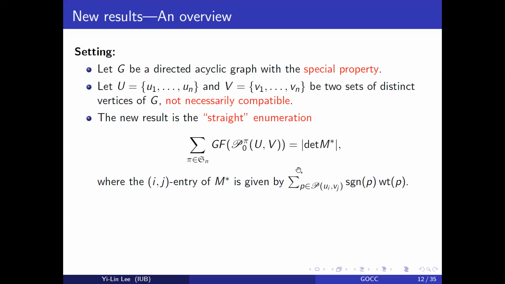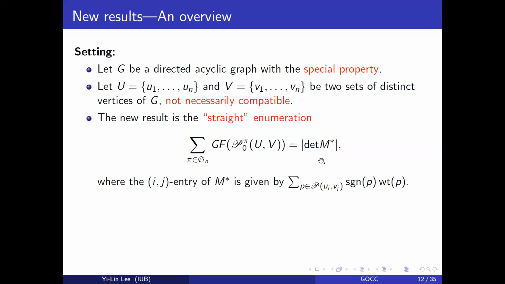Okay, so let's go to our new results. Let me first give you an overview of these new results. Our setting is that we work on a directed acyclic graph with one special property. I will explain this special property later. And then we have two sets of distinct vertices of G. They are not necessarily compatible. They could be at arbitrary positions on the graph. And the new result is the straight enumeration. On the left-hand side, it's just the weighted sum of all non-intersecting lattice paths with all possible connection types.